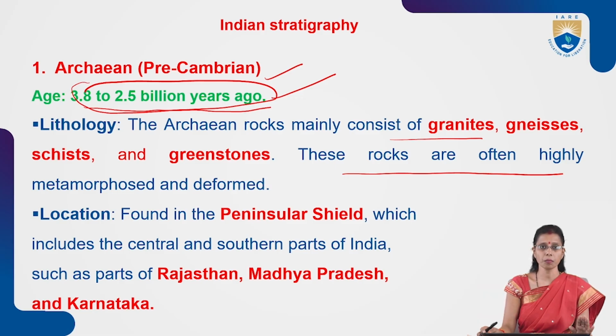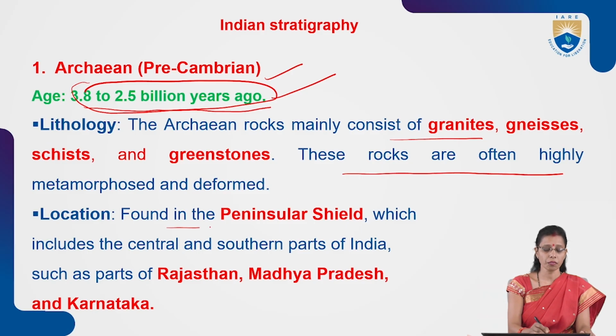So these rocks are often highly metamorphosed, meaning they are converted from the parent rock through a metamorphism process. As in previous lectures, we have discussed the metamorphic rock. So what is a metamorphic rock? Basically, a metamorphic rock is a rock which is transformed from an existing rock. Transformed from the existing rock means the rock is already present, and through heat and pressure conditions the rock goes through a transformation process, and the final product is a metamorphic rock. Okay, so metamorphosed and deformed.